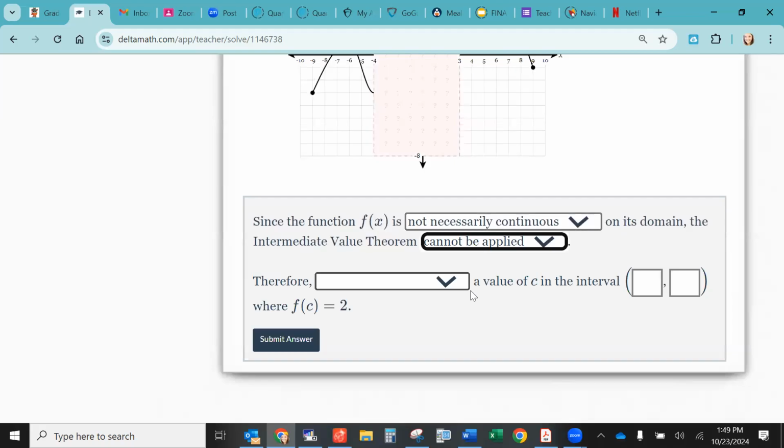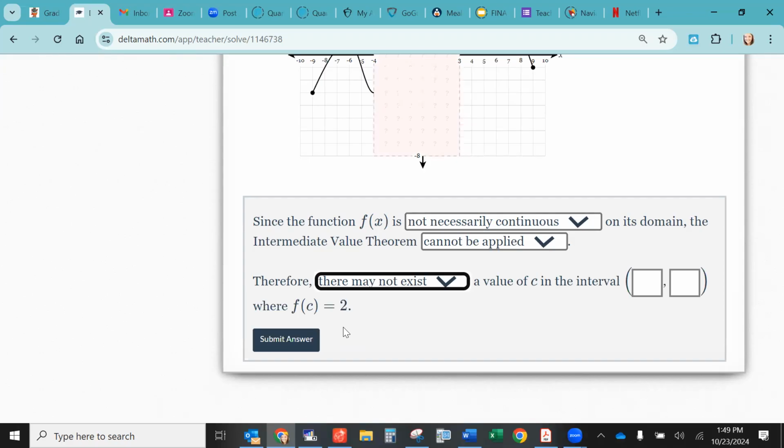Okay, so that's what you should have first, is that they didn't tell me it's continuous, so I cannot apply intermediate value theorem. Okay, therefore, next drop-down menu. There may not exist. Remember, we can't tell you it doesn't. We just know that it might not if IVT doesn't promise it.